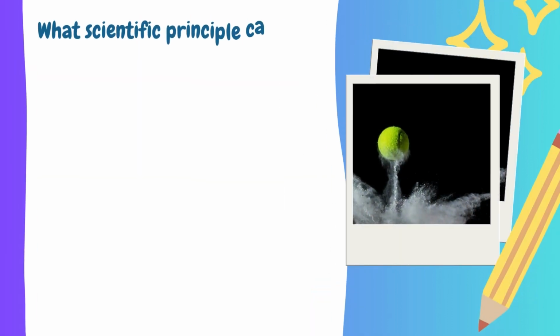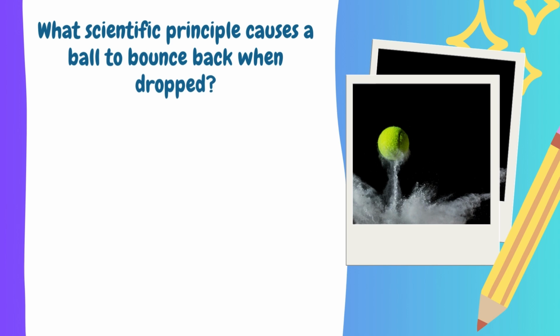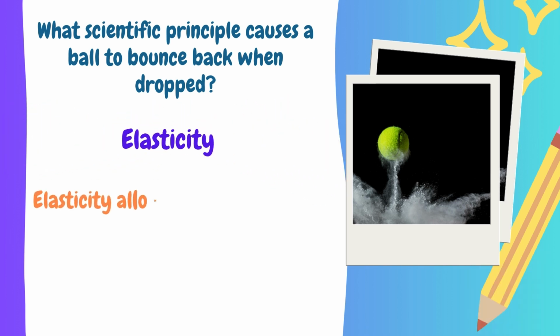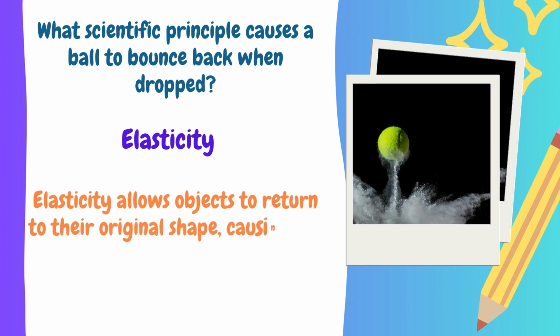What scientific principle causes a ball to bounce back when dropped? It's all about the shape shifting. The answer is elasticity. The ball returns to its original shape, causing the bounce.